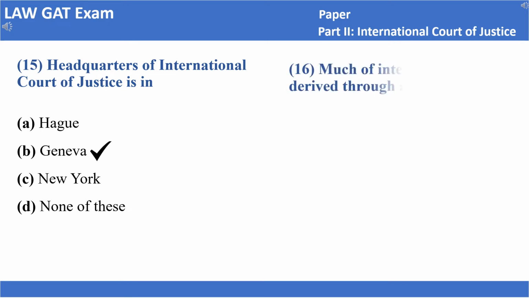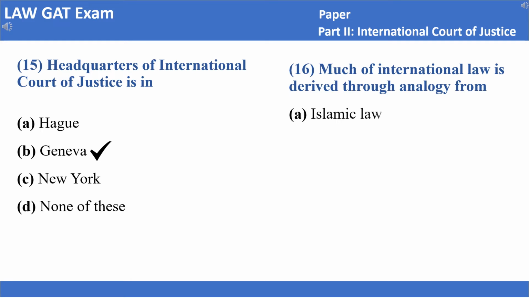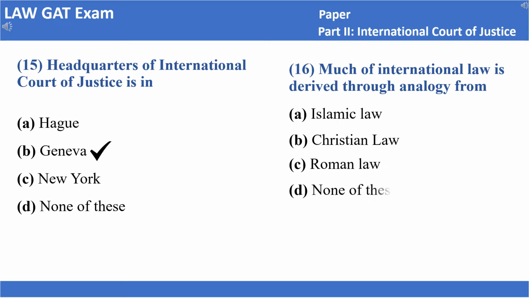Much of international law is derived through analogy from? Is it option A, Islamic law, or option B, Christian law, or is it option C, Roman law, or option D, none of these? The correct answer is option C, Roman law.